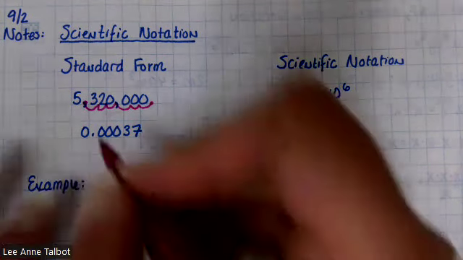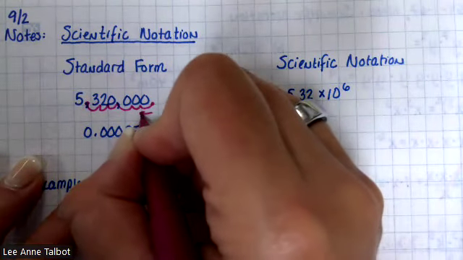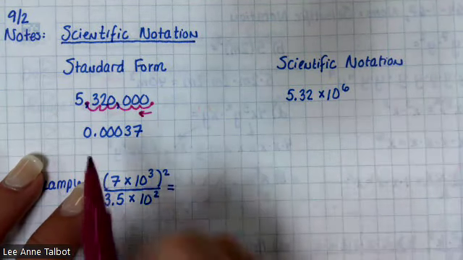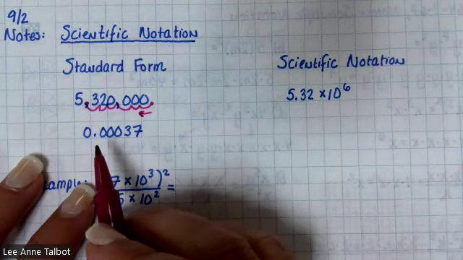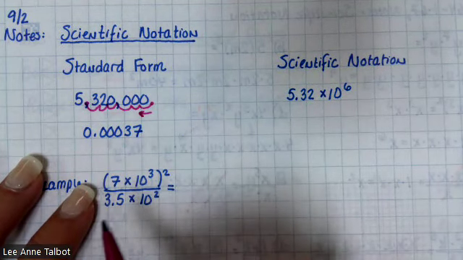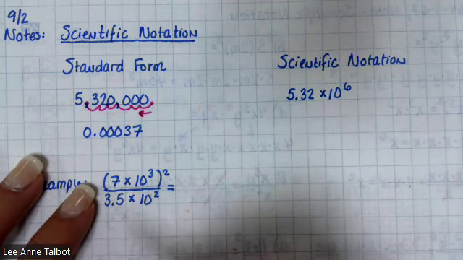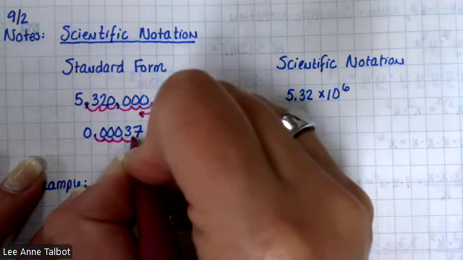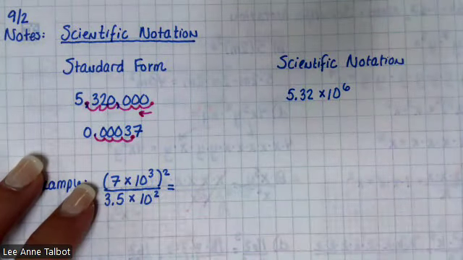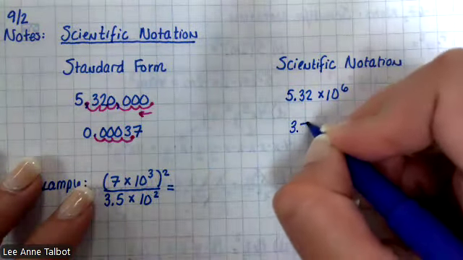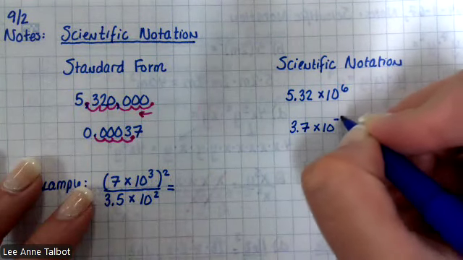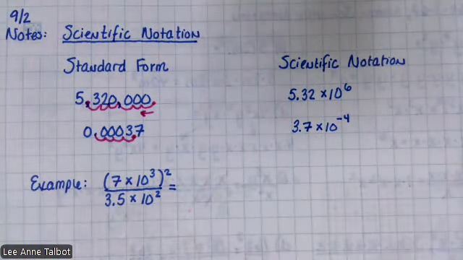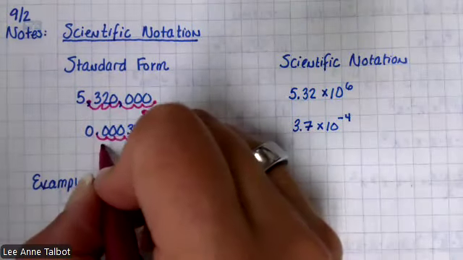Okay, now notice I moved it this way, which means that I had a really big number. So this is going to be a positive exponent. Now I'm going to move the decimal the other way. Where should I stop? Between what and what? Yes. Perfect. Between 3 and 7. 1, 2, 3, 4. 3.7 times 10 to the negative 4 because my number was really little. And so it has a negative exponent. And I move the decimal this way.